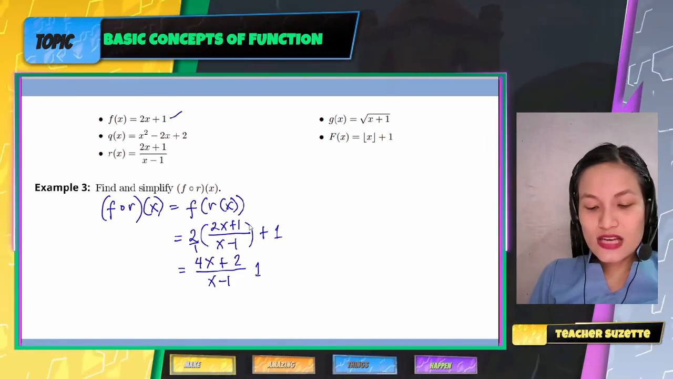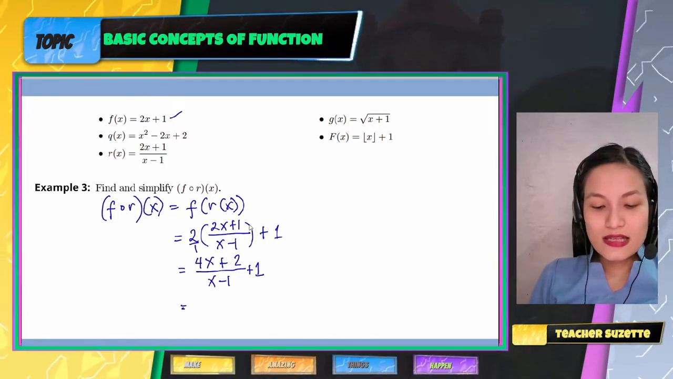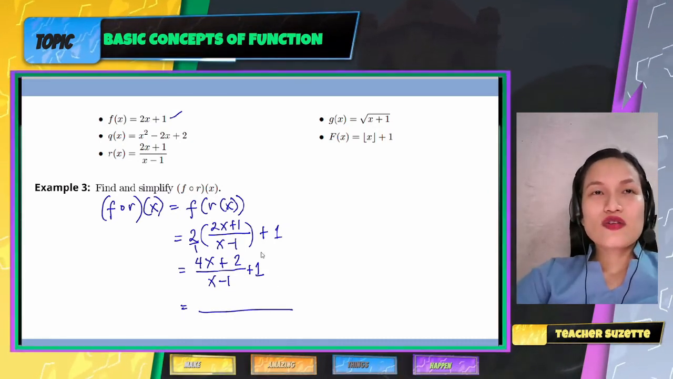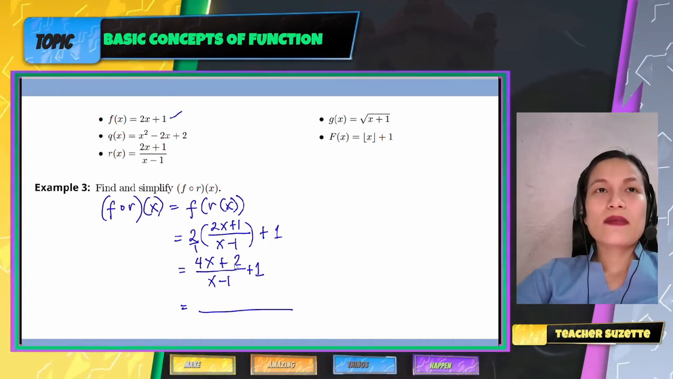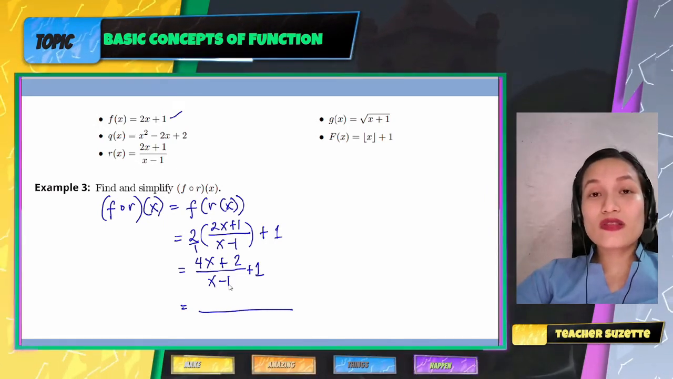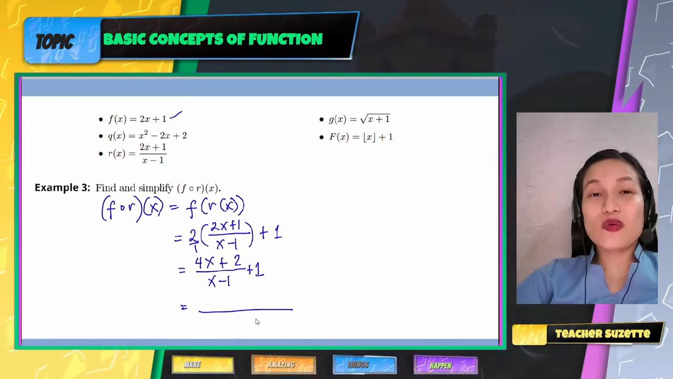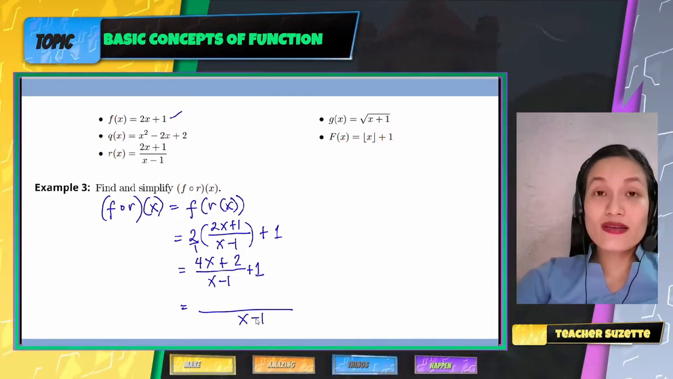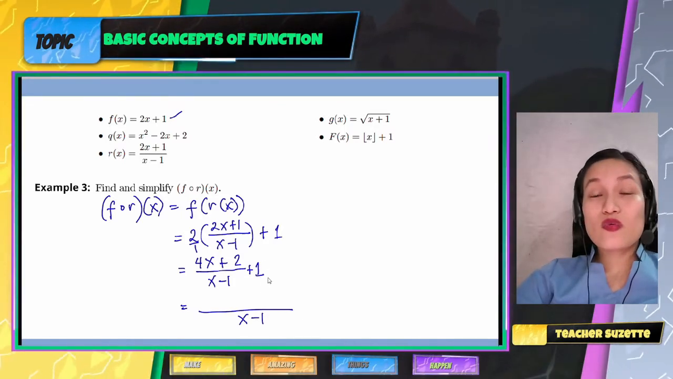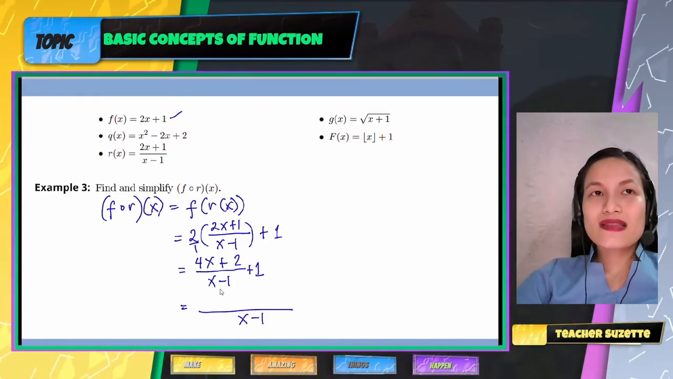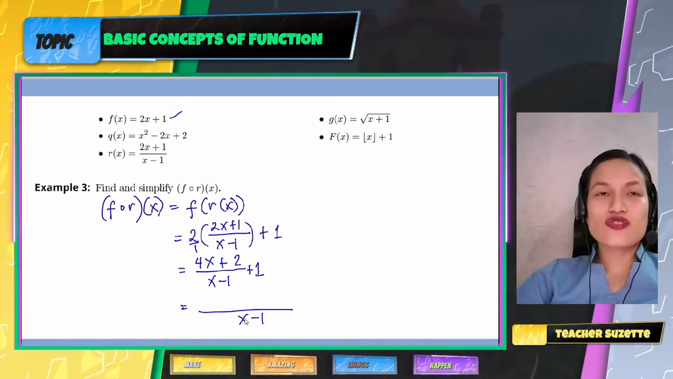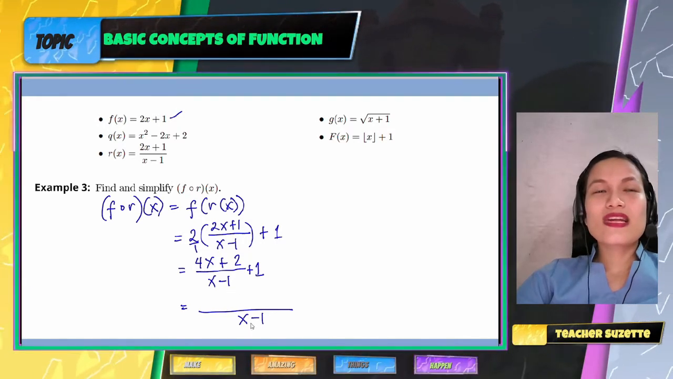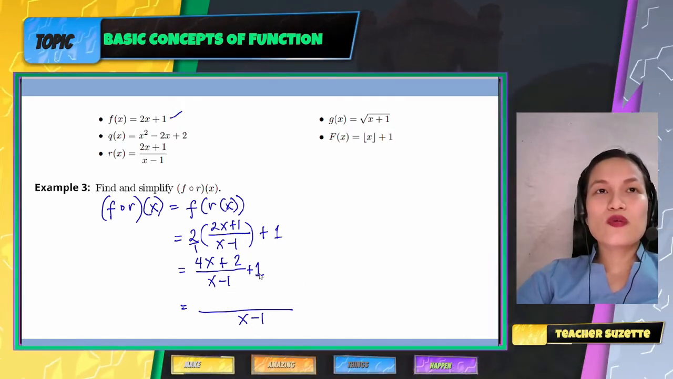Then, add natin siya sa ating 1 na natitira. So, to simplify or to add 1 to 4x plus 2 all over x minus 1, we are going to get the LCD para maging equivalent fraction sila. So, ang LCD natin is x minus 1 kasi ang denominator naman ng 1 is 1. So, copy na lang natin yung isang denominator ng ating fraction na x minus 1. So, x minus 1, simplify na natin ha. Gawin na natin siyang equivalent fractions in both terms.